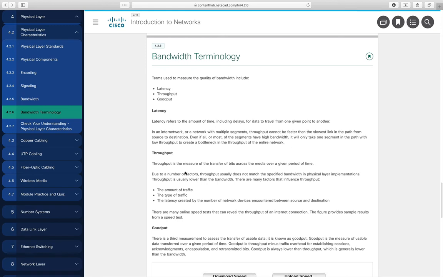Throughput is a measure of how much data is actually traveling over the network in a period of time. If we are talking about a 100 megabit connection, then in theory 100 million bits is what we could send in a given amount of time. The reality is we don't actually get that. We get a little bit lower. So what we actually get is throughput.